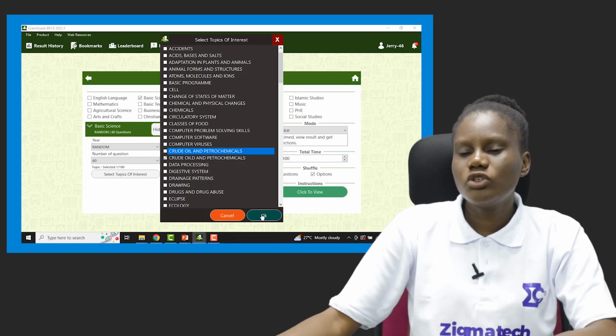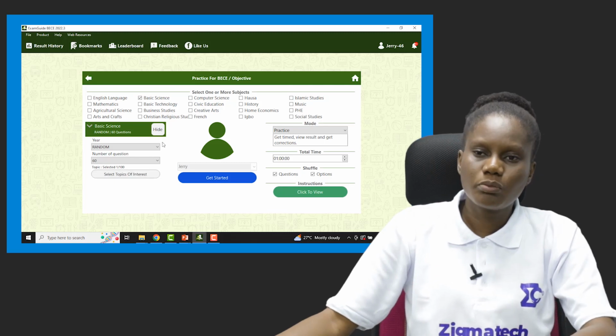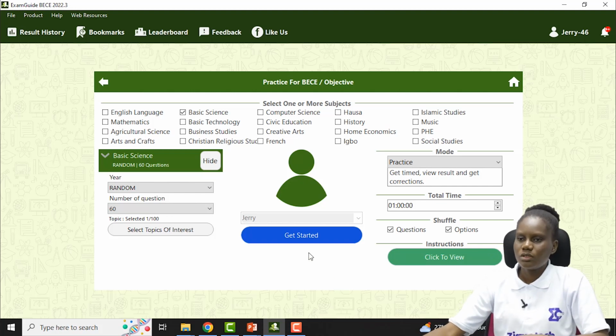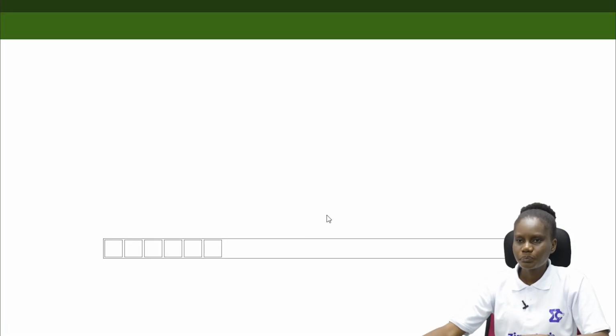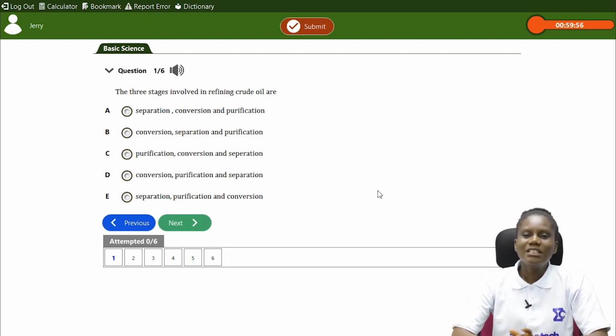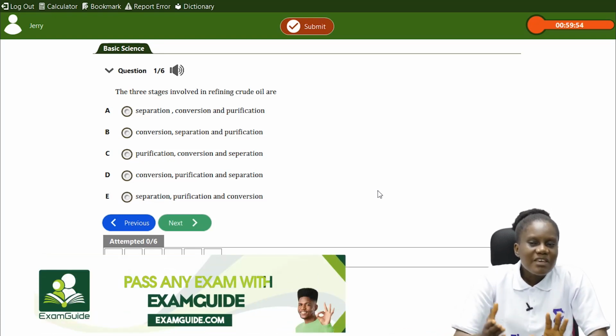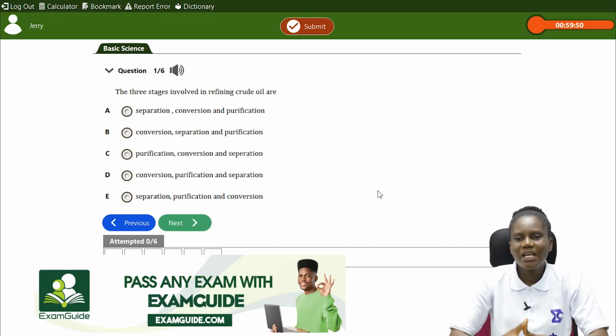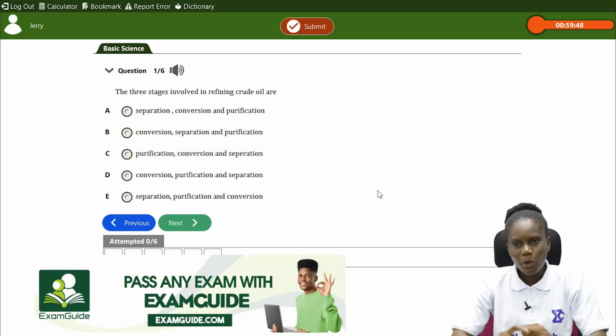And on the year, you just click random. So I'm not specifying a particular year. I'm randomly checking out questions. So you get started. Wow. And the first question we have here is, the 3 stages involved in refining crude oil are A, separation, conversion, and purification.